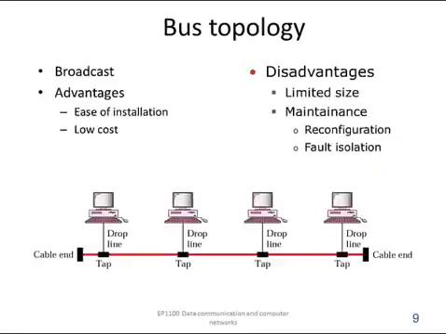The bus topology is like a bus line in a public transportation system. It relies on one cable, which is used for broadcasting messages from one computer that will reach all other computers. It's then up to each computer to see whether the message should be received and delivered by them. The advantage is that it's easy to install and has a low cost, but the disadvantage is that the cable cannot be made very long, and the maintenance is complicated for reconfiguration and fault isolation.